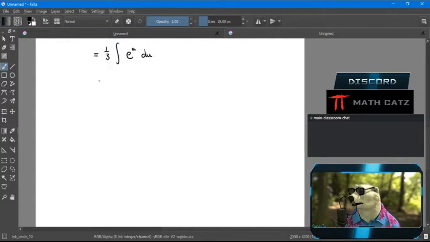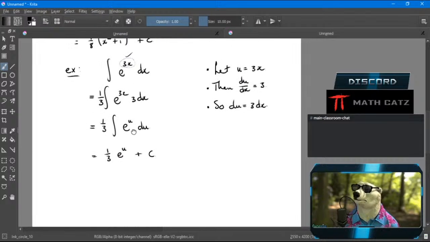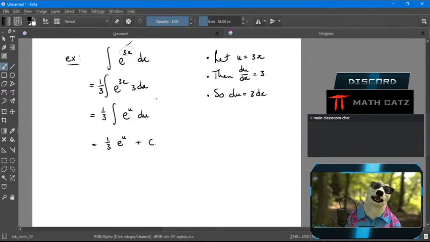So forget where it came from. This antiderivative with u as my variable is simply e to the u, of course, plus c. Now I can look back, say, okay, where did this come from? Oh, x, so I need to go back to x. 1/3 e to the 3x, because u and 3x are the same, plus c, done.